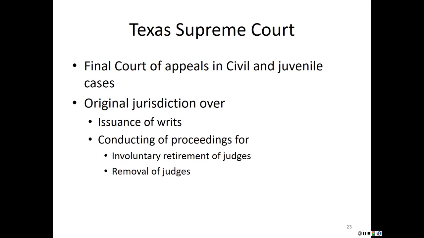Texas Supreme Court. Final Court of Appeals in civil and juvenile cases. I'm going to go into greater detail about this in your next lecture: juvenile cases, even if they are criminal cases, most of them are tried in civil court. Most juvenile criminal cases are tried in civil court. That is why the Texas Supreme Court has jurisdiction over juvenile cases.